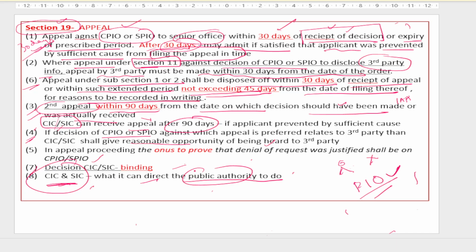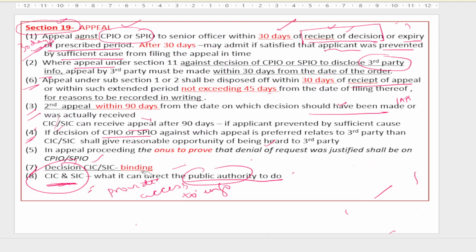So in its decision, the Central Information Commission or State Information Commission has the power to require the public authority to take any such steps as may be necessary to secure compliance with the provisions of the RTI Act. So what can it do? It can ask the public authority to provide access to information in the prescribed form. Then it can ask the public authority to appoint a public information officer.